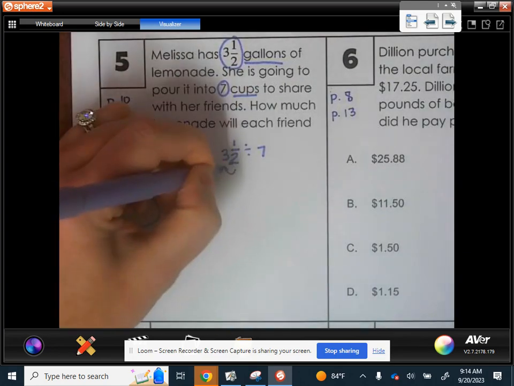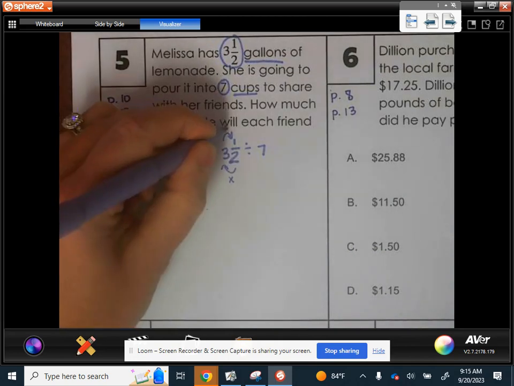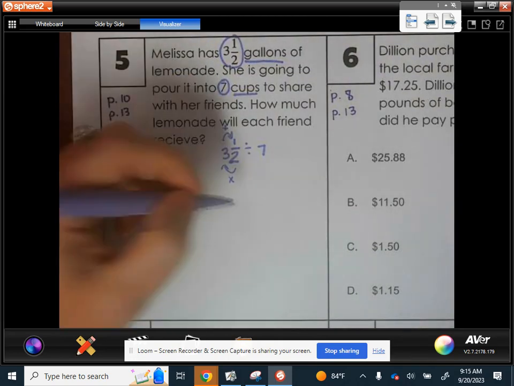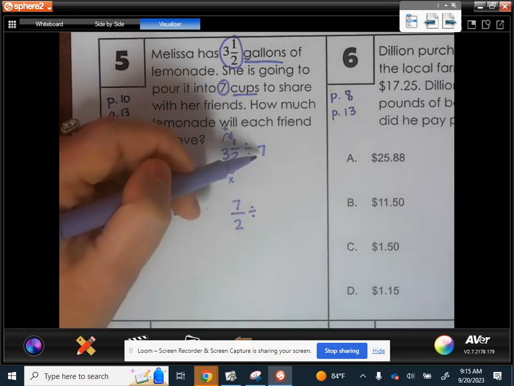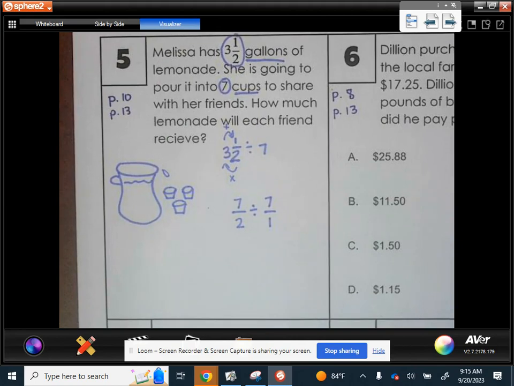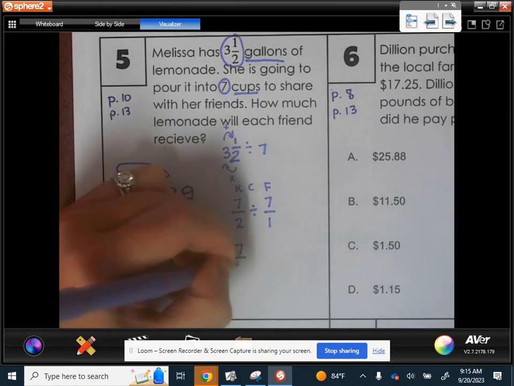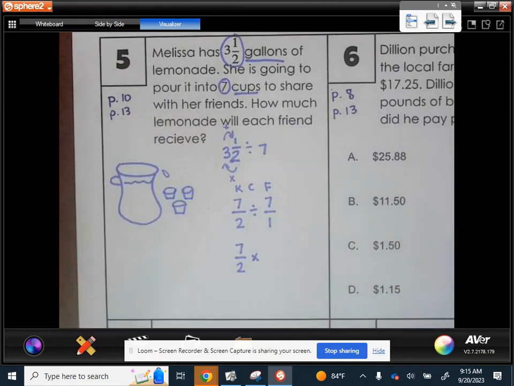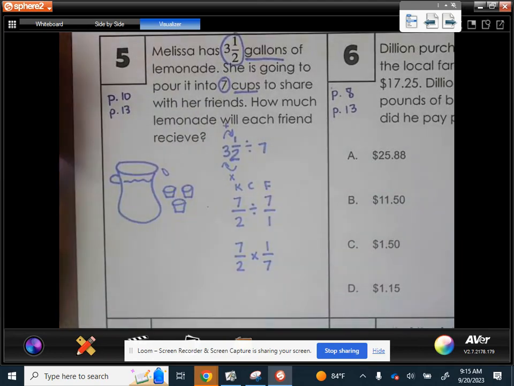Don't forget that when you're dividing with a mixed number or multiplying with a mixed number, you have to do math first to turn it into an improper fraction. So 2 times 3 is 6, plus 1 is 7. That's my numerator. And my denominator stays the same, so 7 over 2. Again, we've got a whole number, so don't forget, if you have a whole number, you're going to give that a denominator of 1. And now we need to do keep, change, flip. So I'm going to keep the 7 over 2, change to multiplication, flip to 1/7. That's the reciprocal of 7 over 1.